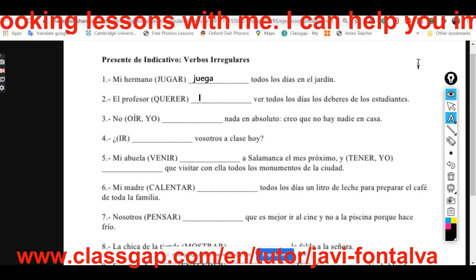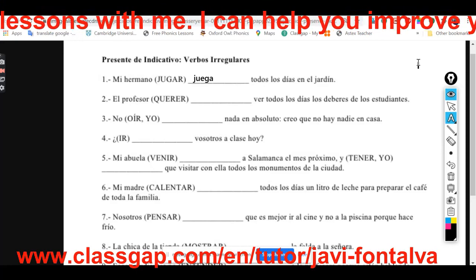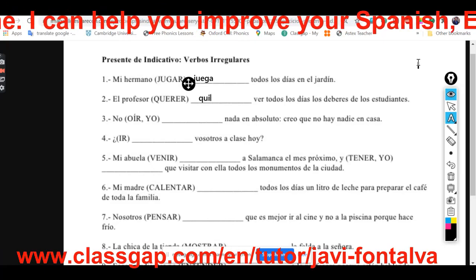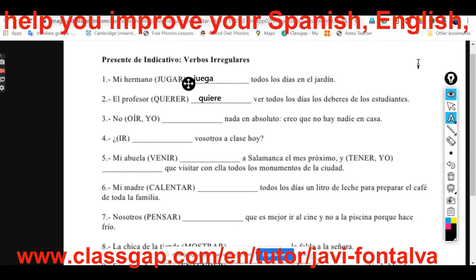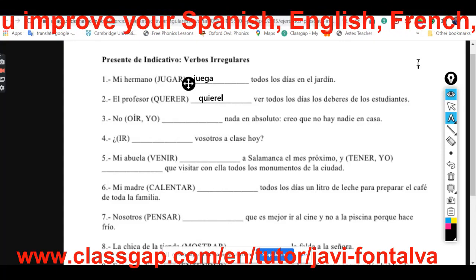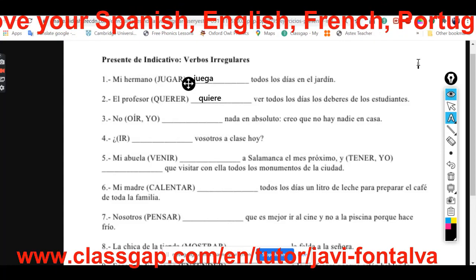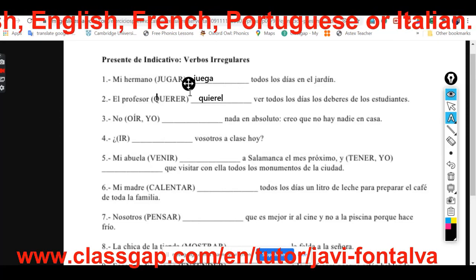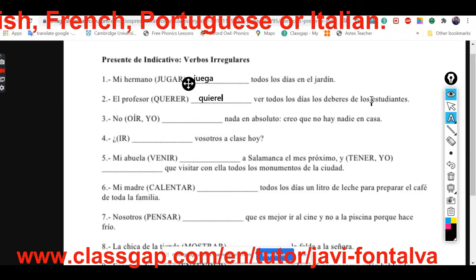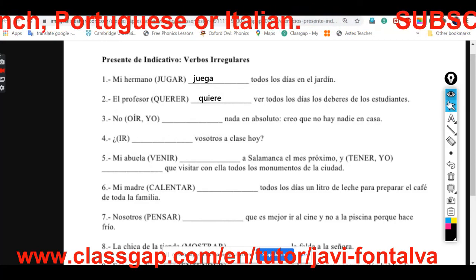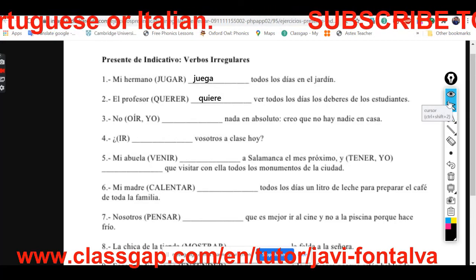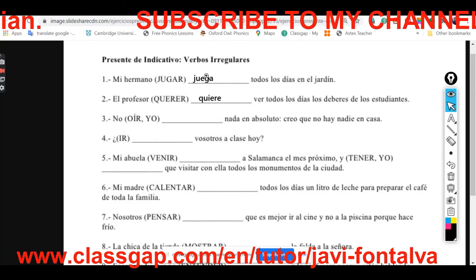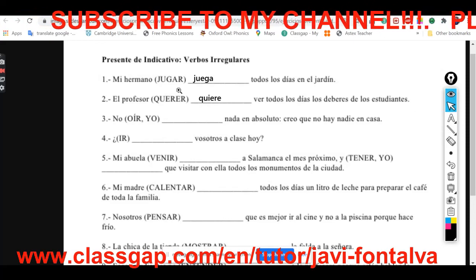Number two. El profesor quiere ver todos los días los deberes de los estudiantes. So, what does deberes mean? Deberes. That's homework. Homework. Okay, let's translate these two sentences into English.